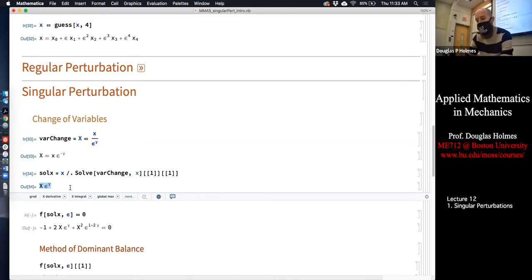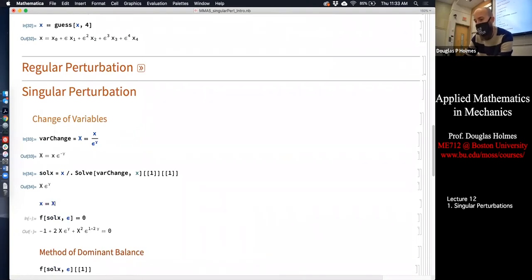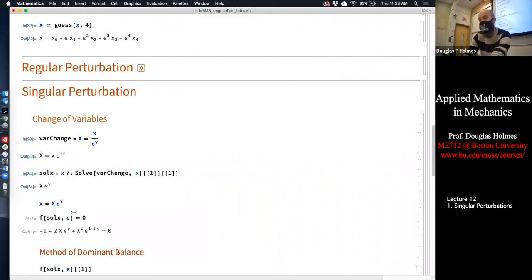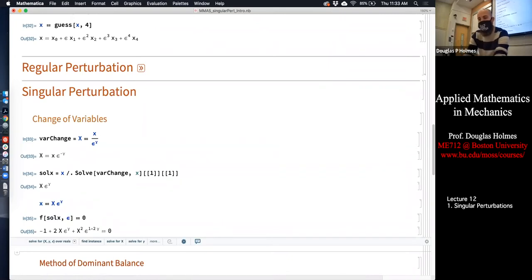So now remember what I've done here. I'm going to be really pedantic here. Little x is equal to big X times epsilon to the gamma. And now what I'm doing is the same thing I did before. I'm going to insert little x into x for my f of x comma epsilon. That's going to be replacing little x with big X times epsilon to the gamma. So doing that yields this equation here.